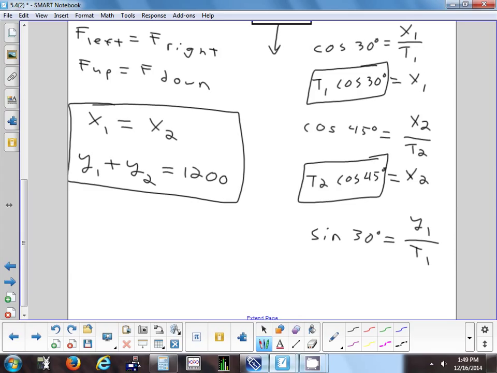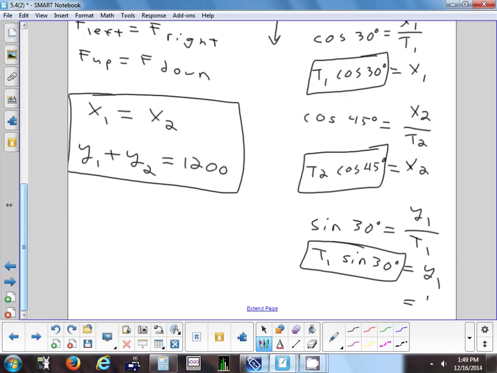Same question again. How do I get t1 on the other side? Multiply. So t1 sine 30 equals y1. And if you look at the difference between y1 and x1, it's just the trig function you use. So that's going to be the same difference between y2 and x2. Anyone think they could just see the pattern now and tell me what y2 is? t2 sine 45. Yep. Now we're done the trig part. Okay, that's the entire trig part.